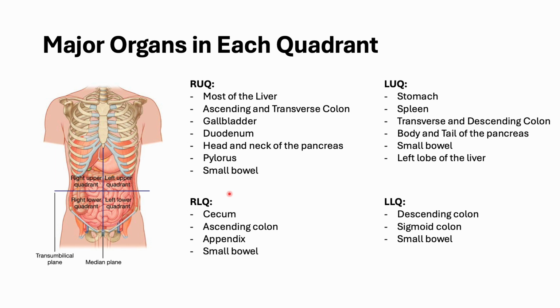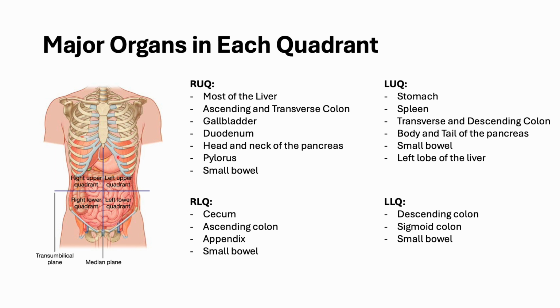In the right upper quadrant, you have most of the liver, which would be right here. You have the ascending and the transverse colon. You have the gallbladder, that little green organ right there. You have the duodenum, so you see the stomach over here and then the duodenum. You can't really see this well, but you do have the head and neck of the pancreas. Then you have the pylorus over here, and some of the small bowel.